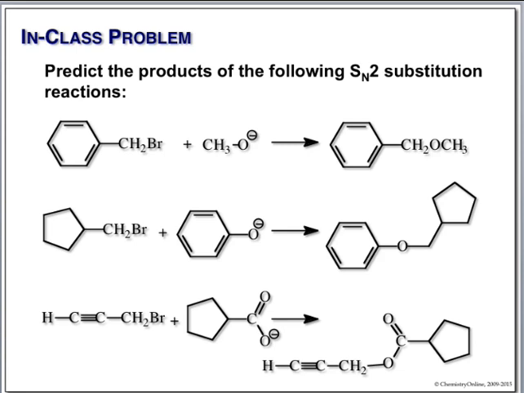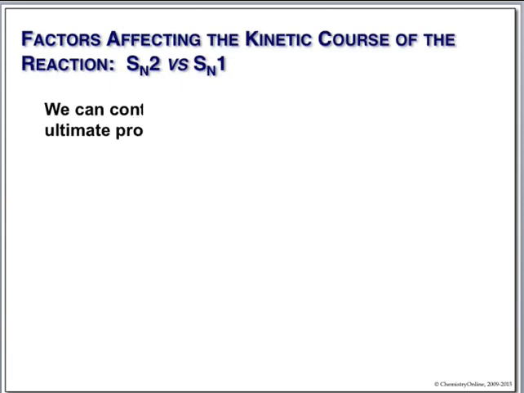Now, this chapter also goes into great detail talking about how you can control whether a reaction follows an SN2 versus an SN1 mechanism. Chemists, it turns out, are clever enough that we can actually control that. We're going to go through these, but bottom line at the end, it's going to seem very simple. But let's go ahead and just look at the effects.